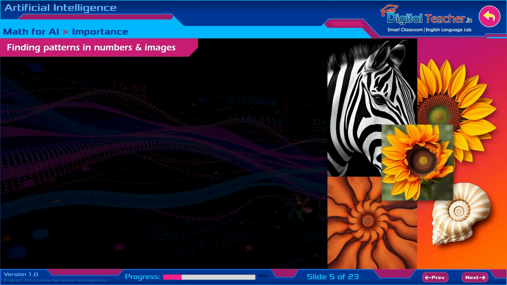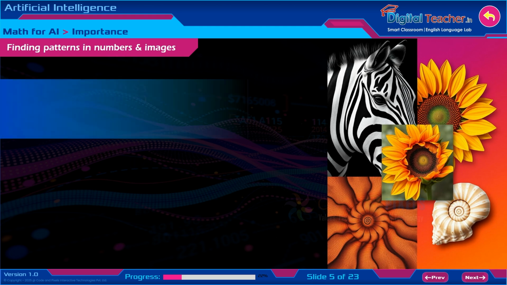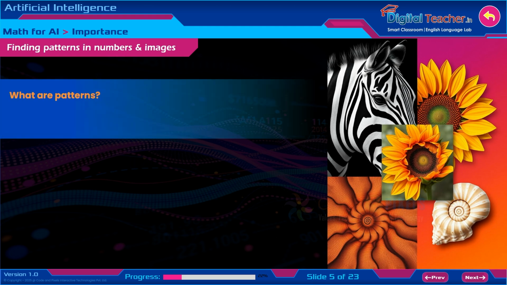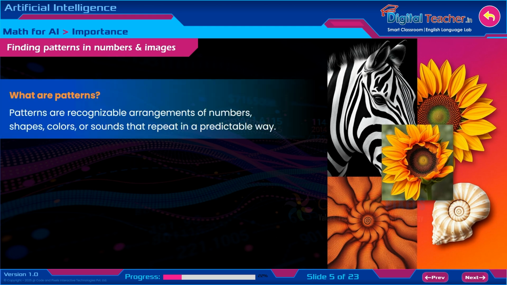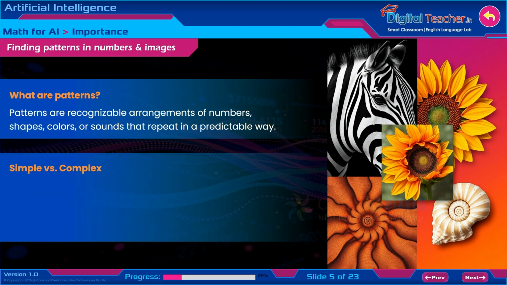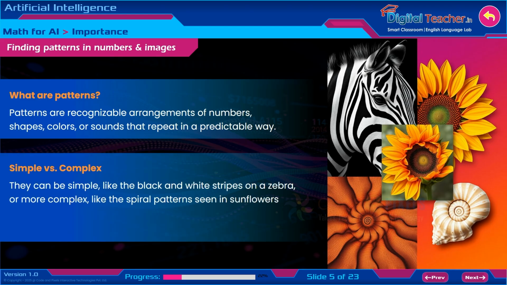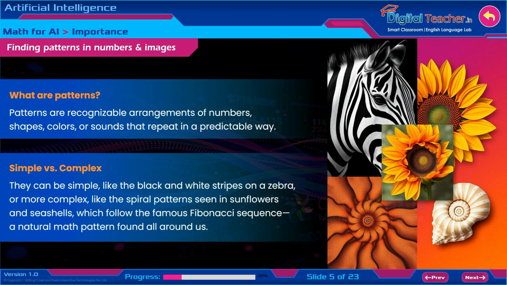Finding patterns in numbers and images. What are patterns? Patterns are recognizable arrangements of numbers, shapes, colors, or sounds that repeat in a predictable way. Simple versus complex. They can be simple, like the black and white stripes on a zebra, or more complex, like the spiral patterns seen in sunflowers and seashells, which follow the famous Fibonacci sequence, a natural math pattern found all around us.